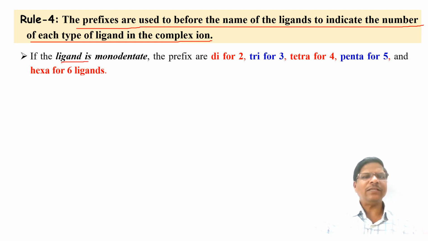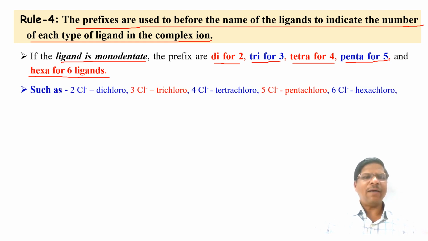So we have the ligand is a monodentate ligand. The prefix di for 2 ligands, tri for 3 ligands, tetra for 4 ligands, penta for 5 ligands, and hexa for 6 ligands are used. We have monodentate ligand, and to indicate the number of ligands, we have the prefix di, tri, tetra, penta, hexa for the ligands 2, 3, 4, 5 and 6.